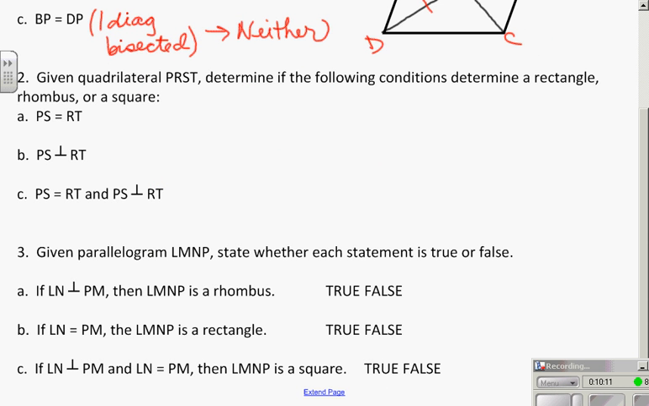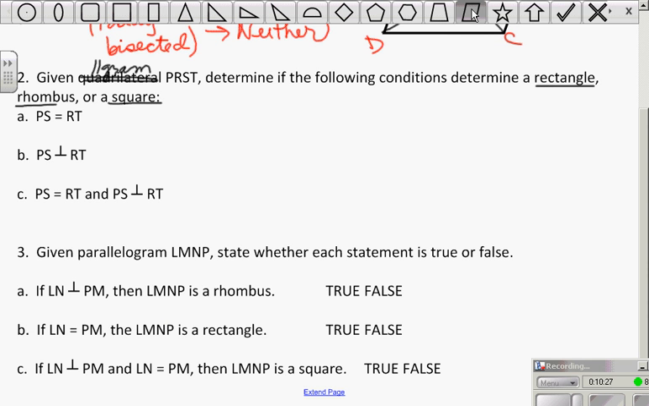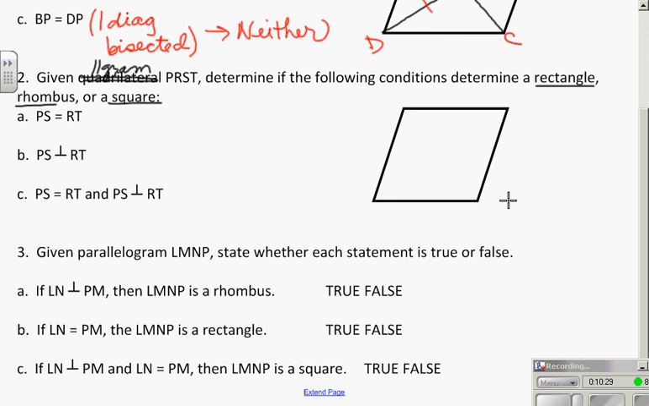Okay. Example number 2. Feel free to pause if you need to work the example and then listen. Given a parallelogram PRST, determine if I have a rectangle, a rhombus, or a square. So let's get ourselves a picture of some generic parallelogram, PRST.